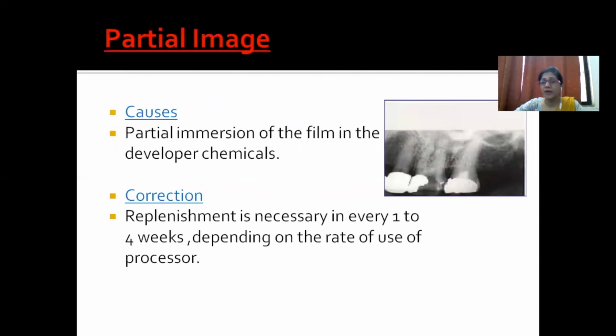Partial image. Now, the partial image here, what we can see is this type of partial image. How and when does this occur? It is due to partial immersion of the film in the developer chemical. When you are inserting the film in the tank, if it has a low level of solution, or if you are not inserting your film completely, you may see this type of partial image. The correction: replenishing is necessary every 1 to 4 weeks depending on the rate of use. Replenishing means you have to bring the level of the solution up to the upper level.